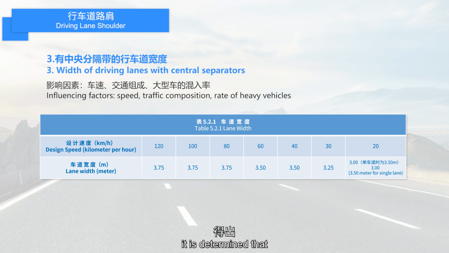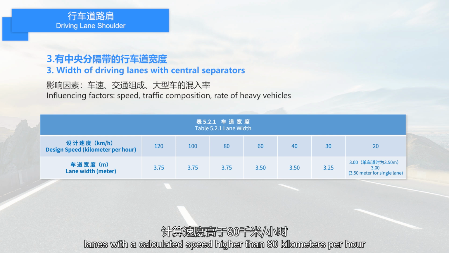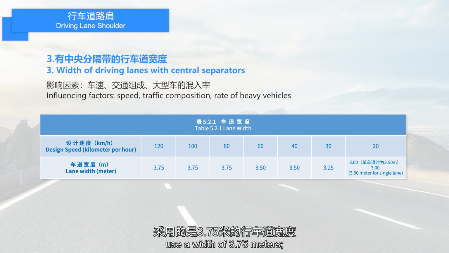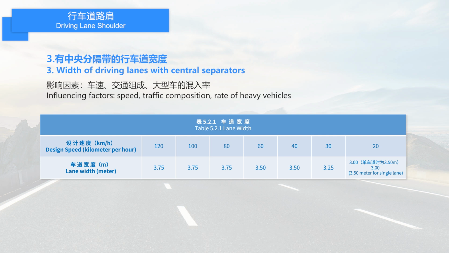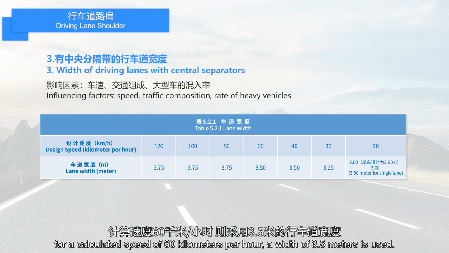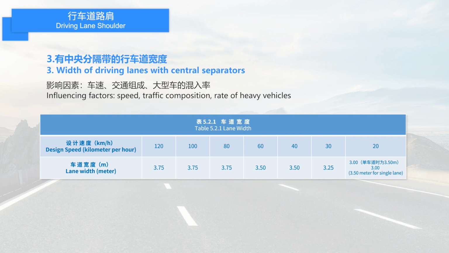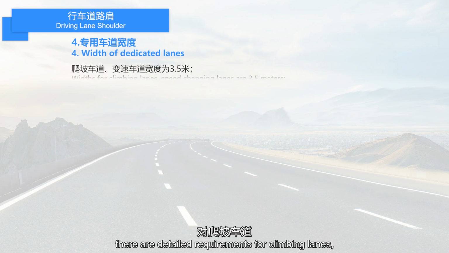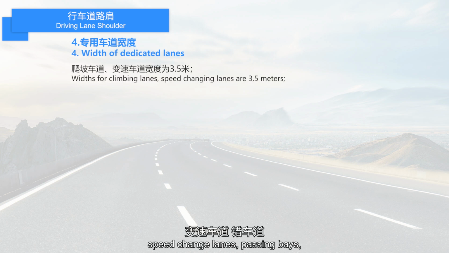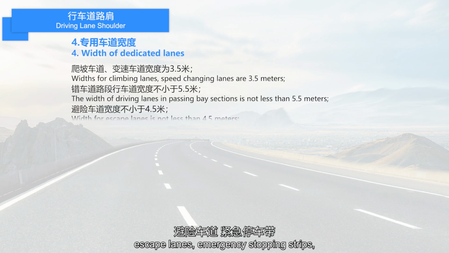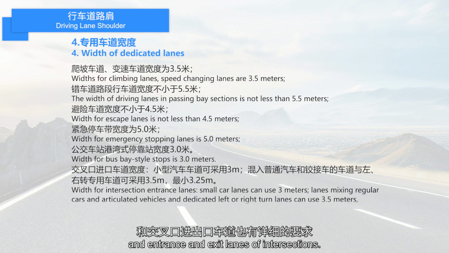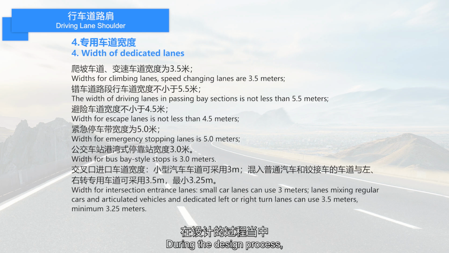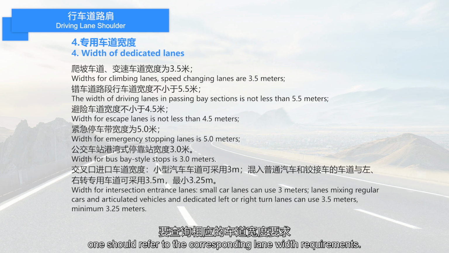It is determined that lanes with a calculated speed higher than 80 km per hour use a width of 3.75 meters. For a calculated speed of 60 km per hour, a width of 3.5 meters is used. Apart from the standard lane width, there are detailed requirements for climbing lanes, speed change lanes, passing bays, escape lanes, emergency stopping strips, and entrance and exit lanes of intersections. During the design process, one should refer to the corresponding lane width requirements.